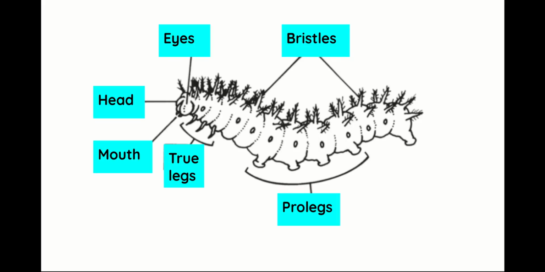The other set of legs are called the prolegs. The prolegs are behind the true legs, okay? They attach to the abdomen, which is the third body part of an insect, or specifically in our case, the caterpillar.